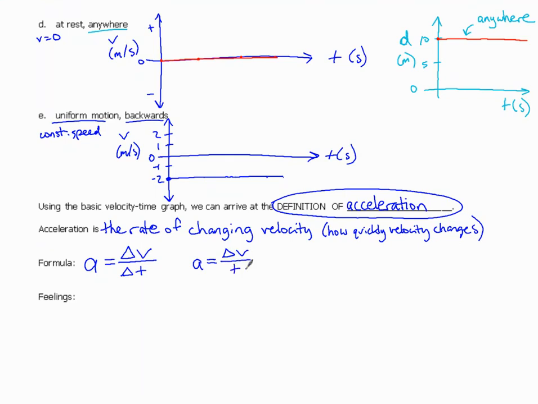Or written another way, acceleration equals velocity final minus velocity initial over time. Final velocity minus initial velocity, how fast velocity changes, divided by time. And here are your two formulas, basic formulas for acceleration.